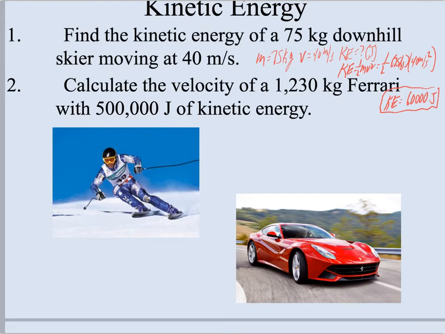Then we have another one, calculate the velocity. So we're trying to find v of a 1,230 kilogram Ferrari with 500,000 joules of kinetic energy. So they're giving us the kinetic energy.